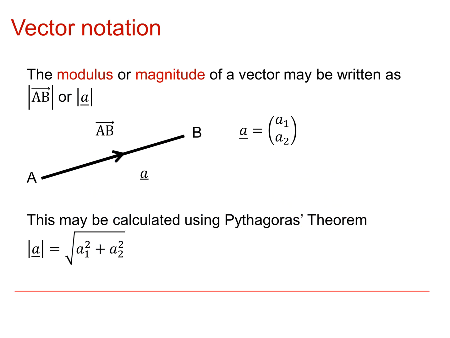The modulus or magnitude of a vector is the size of it, the length of it, and we work that out using Pythagoras' theorem. For example, if I have the vector b equal to (3, 2), then the magnitude of b is equal to the square root of 3 squared plus 2 squared, which is root 9 plus 4, which is root 13.